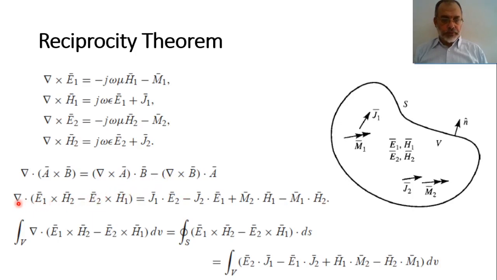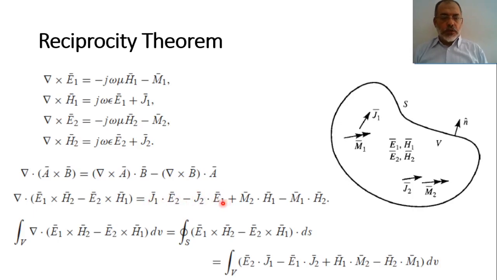And the last term would be curl H1, where B here is H1, dot E2, and we have negative negative, so it would be positive, so curl H1 dot E2, so it would be j omega epsilon E1 dot E2 plus J1 dot E2. And previously, we have minus j omega epsilon E2 dot E1 plus J2 dot E1. So, by subtracting these two terms, this term will be eliminated with this term. And the remaining part would be J1 dot E2 minus J2 dot E1.